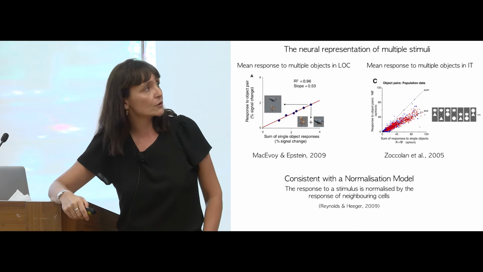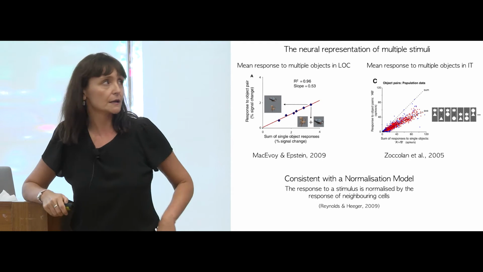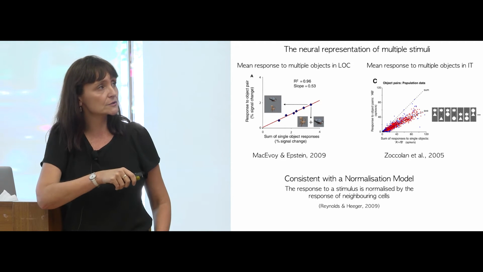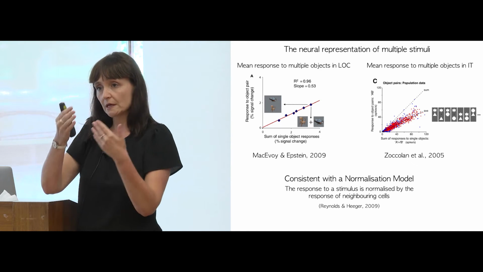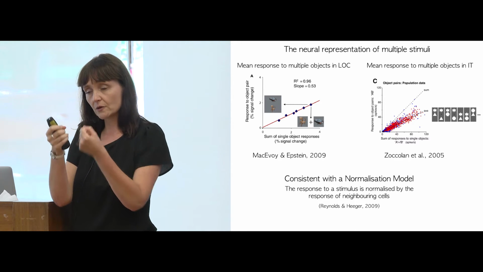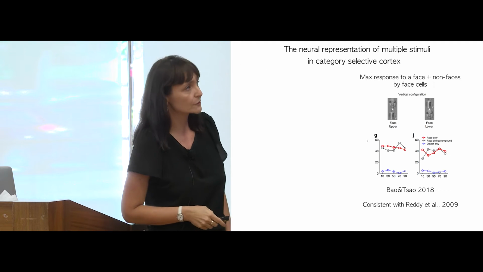Now, the same was found also in higher level visual areas. It was found both in neuroimaging studies in LOC and also in single unit recording studies in IT cortex. And again, the finding was that the response to two stimuli equals the mean response of each of them when they are presented alone.